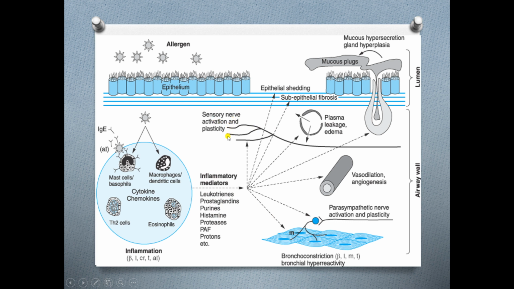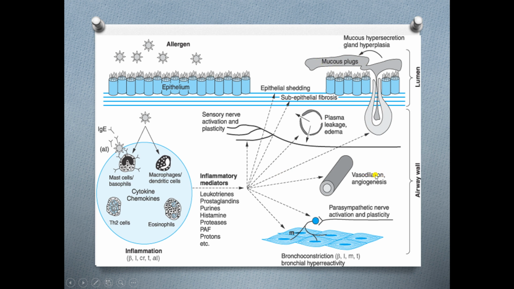sensory nerve activation and plasticity of the nerve. So nervous control of the airway is a little bit disturbed. There is subepithelial fibrosis formation starts. There is a leakage of the plasma from the capillaries which are supplying the airway wall, and there is edema of this airway wall. There is hyperplasia of the mucus secreting gland onto the surface which will secrete more amount of mucus and secretion, which is responsible for development of mucus plug.